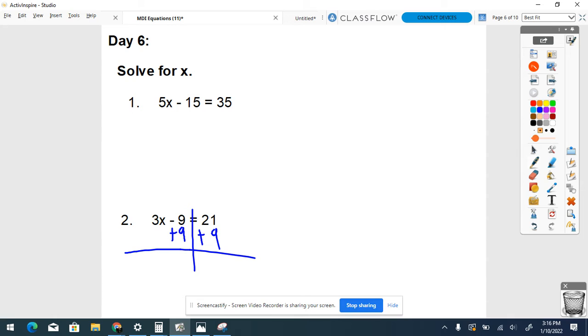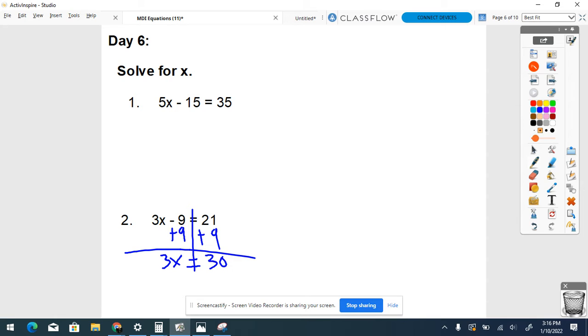So what do I have here? 21 plus 9. Well, we know that is 30. My equal sign stays on the line. Negative 9 plus 9 is going to be 0, and I'm left with 3x. So that is step 1.